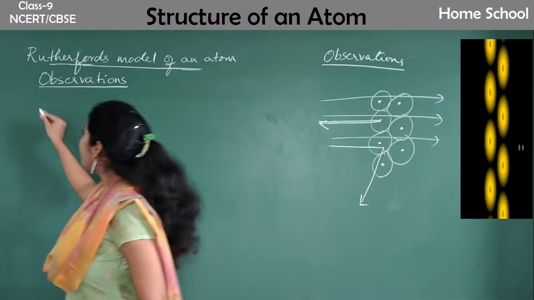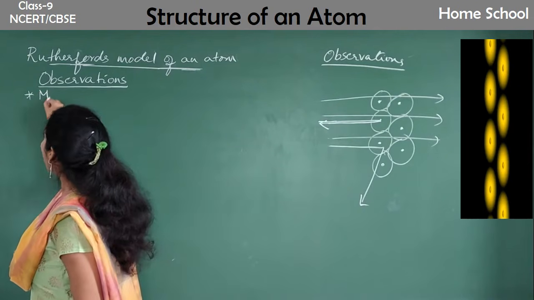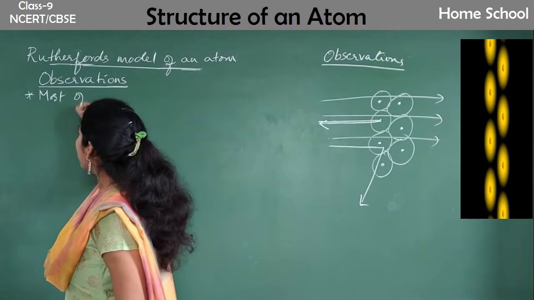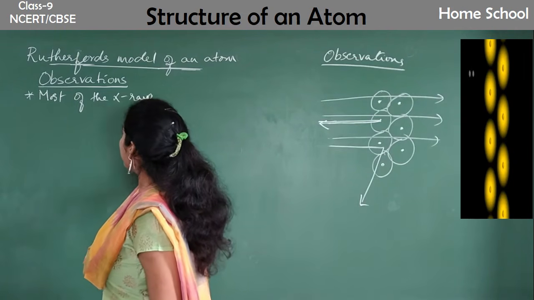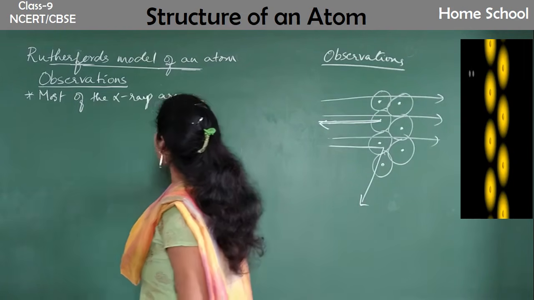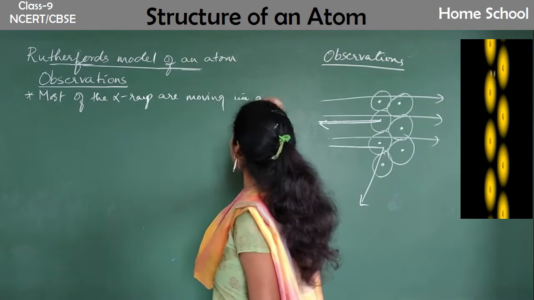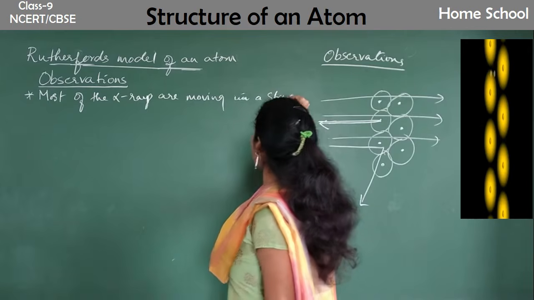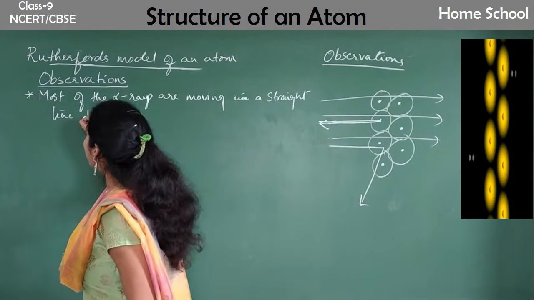See guys, first and foremost what I can write is most of the alpha rays are moving in a straight line through the gold foil.